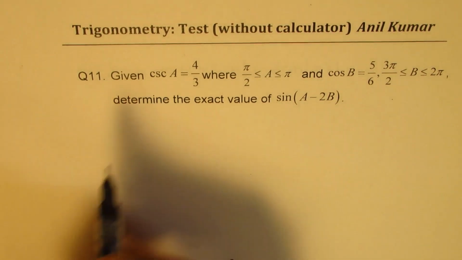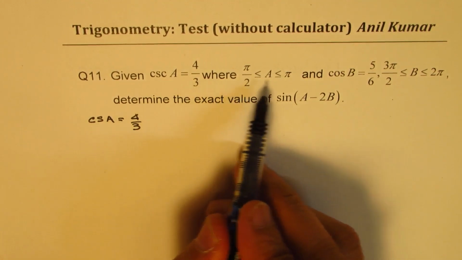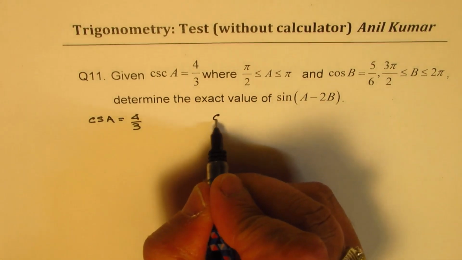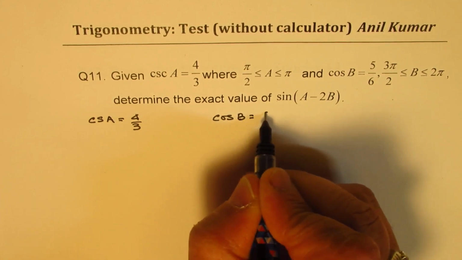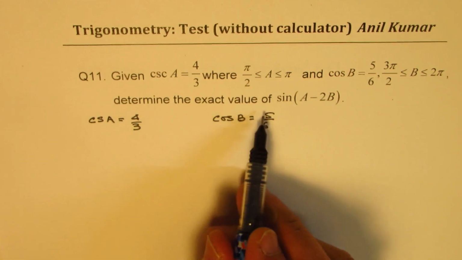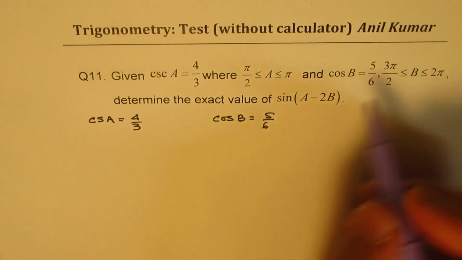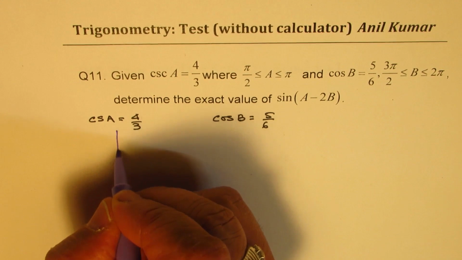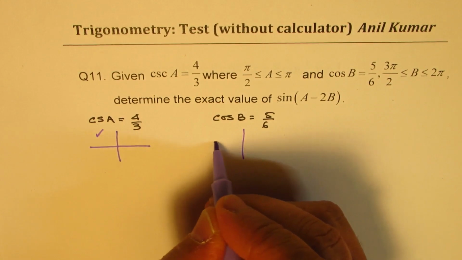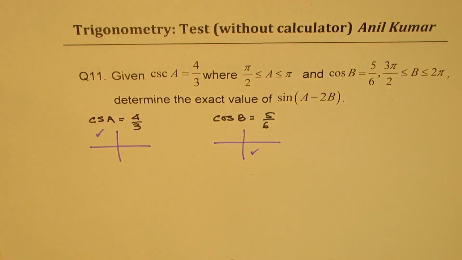Question number 11. We are given cosecant A is equal to 4 over 3, where A is between pi by 2 and pi, and we are given cos B as equal to 5 by 6, where B is between 3 pi by 2 and 2 pi. Determine the exact value of sine A minus 2B. Now, when we say between pi by 2 and pi, that means A is given to us in quadrant 2. On the other hand, B is given to us 3 pi by 2 to 2 pi in quadrant 4, correct?